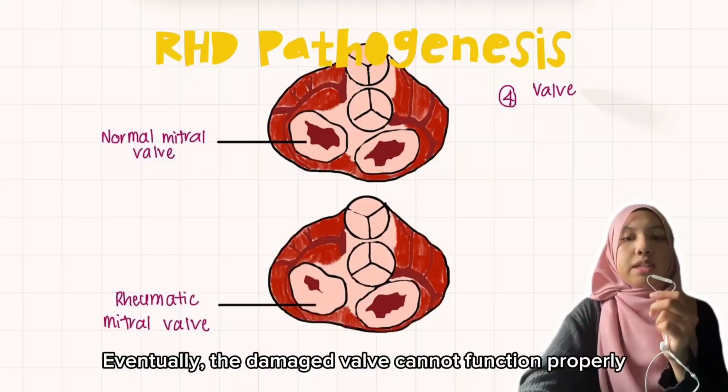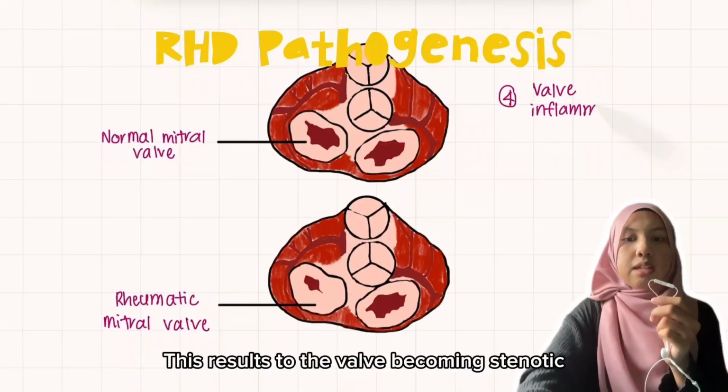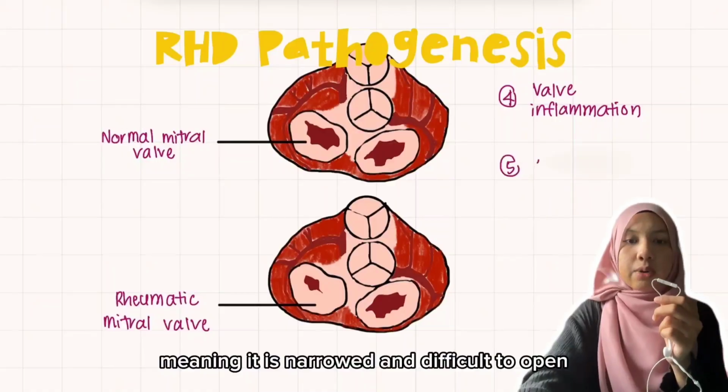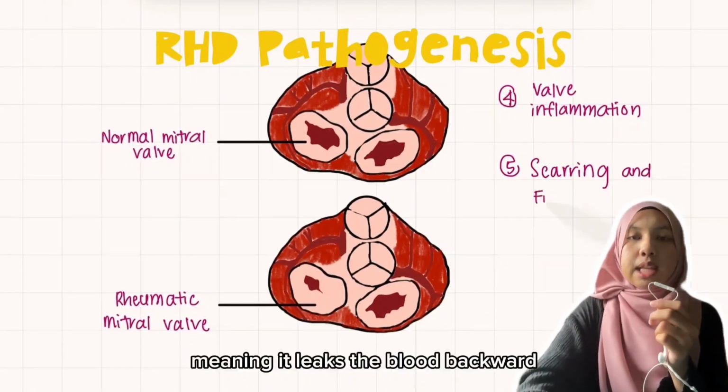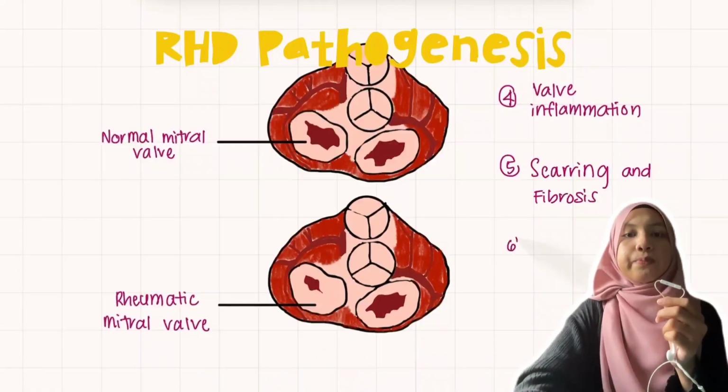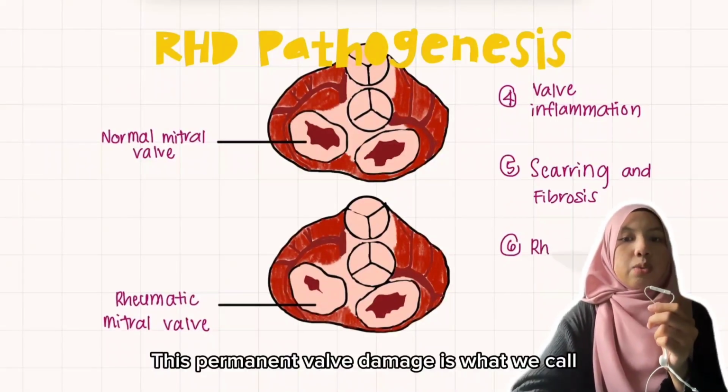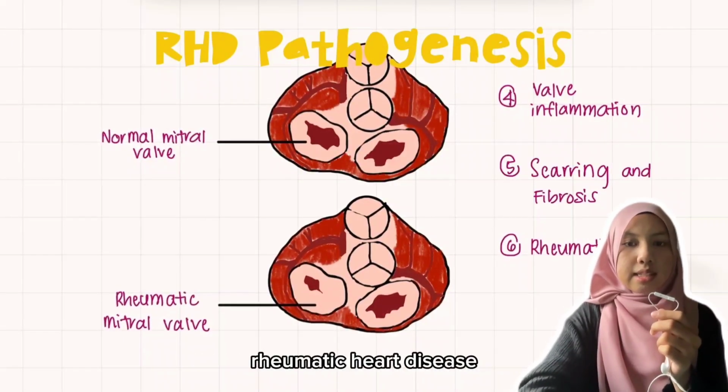Eventually, the damaged valve cannot function properly. This results in the valve becoming stenotic, meaning it is narrowed and difficult to open, or it can become regurgitant, meaning it leaks the blood backward. This permanent valve damage is what we call rheumatic heart disease.